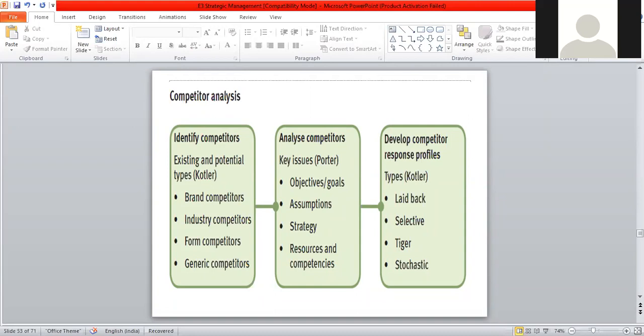Now, in India, we have airlines such as Indigo. Cathay Pacific is in some other country. Then we see Lufthansa in another country. Like that, they market their products in different regions. These are industry competitors. Then we have form competitors.